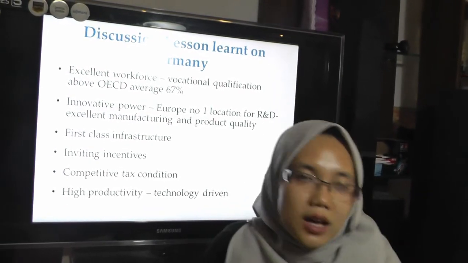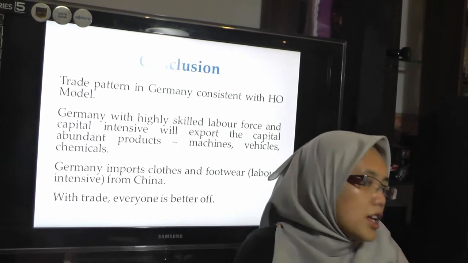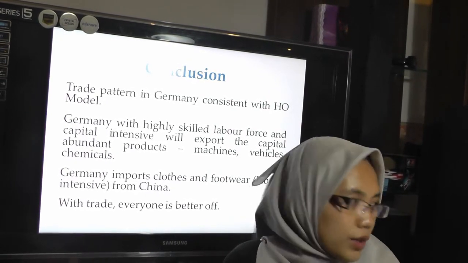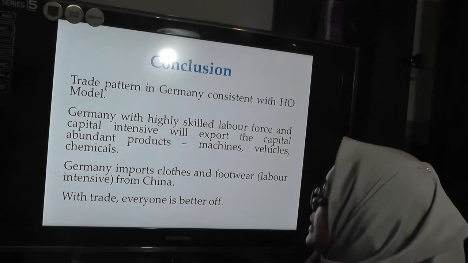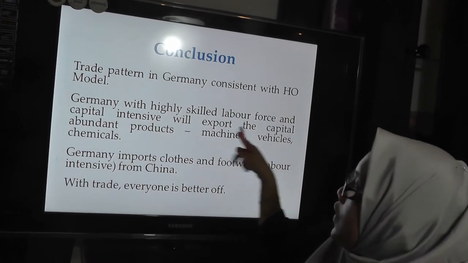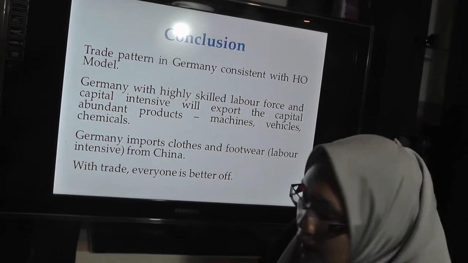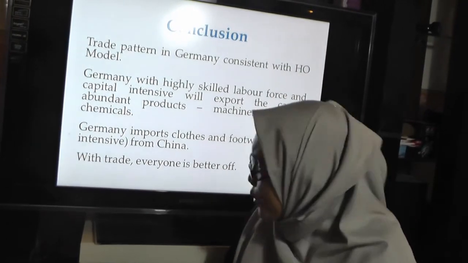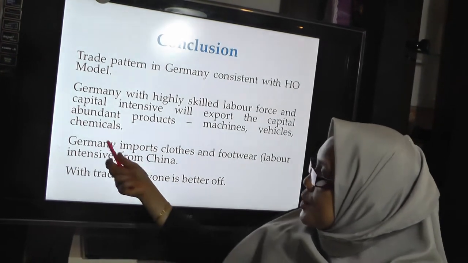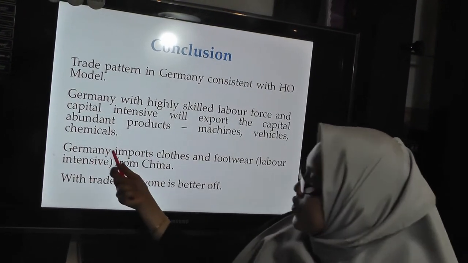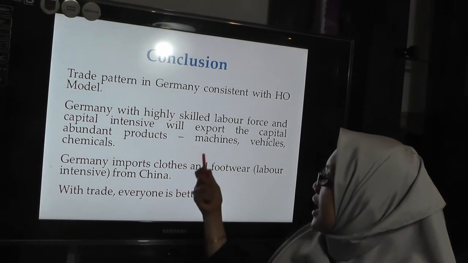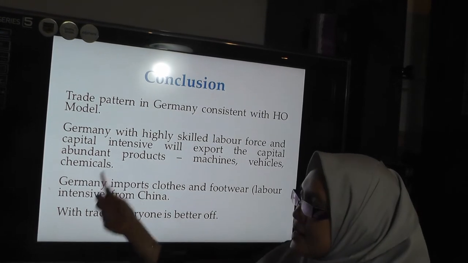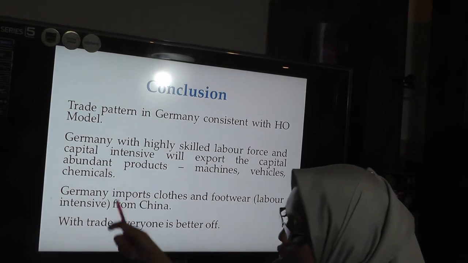So in conclusion, the trade pattern in Germany is consistent with the Heckscher-Ohlin theory. Germany, with a highly skilled labor force and capital intensive production, will export capital abundant products: machines, vehicles, chemicals, and electronic goods. And Germany imports clothes and footwear, which are labor intensive, from China. This is consistent with the trade patterns that I have shown before.